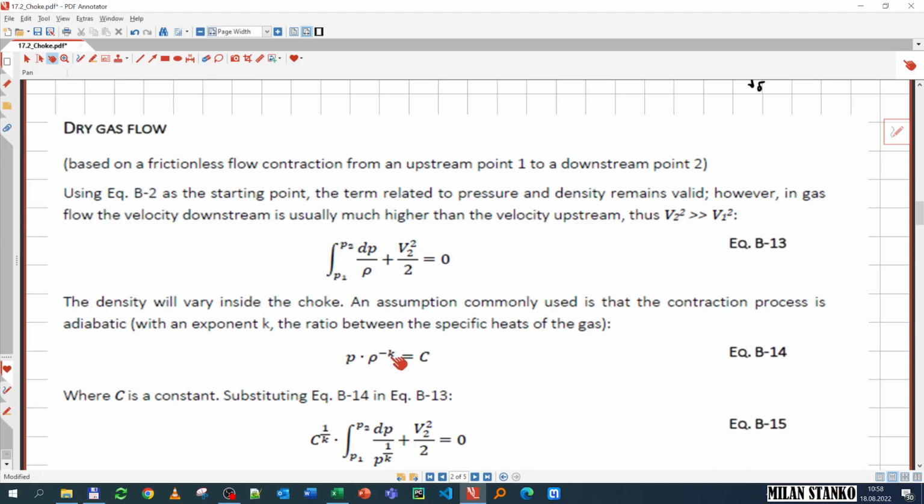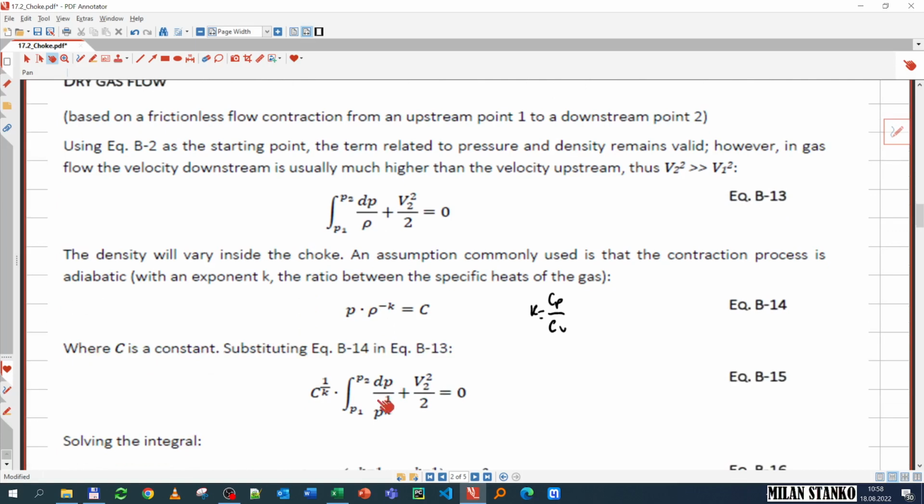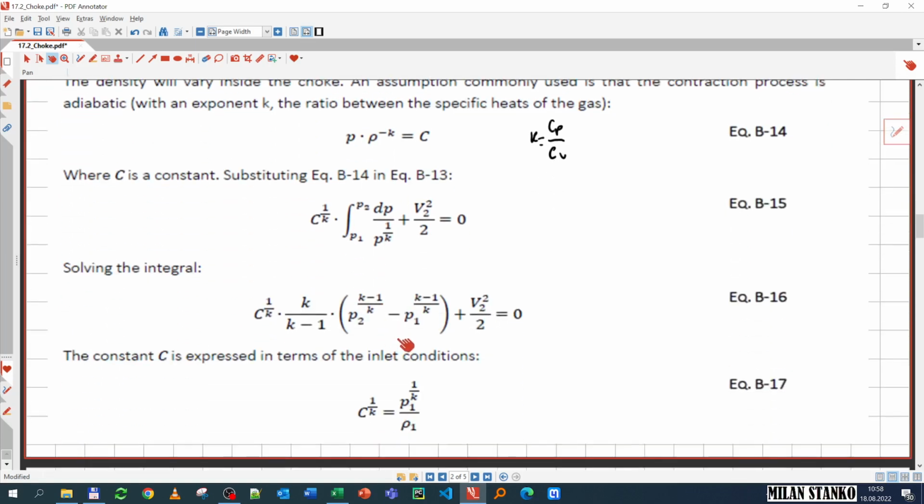K is the ratio between the specific heat of the gas at constant pressure and the specific heat of the gas at constant volume. It is a gas constant, and that is equal to a constant. So this remains constant through the contraction from 1 to 2. Then if I use this now, I can express density in terms of P, substitute it in the equation, and then make the integration.